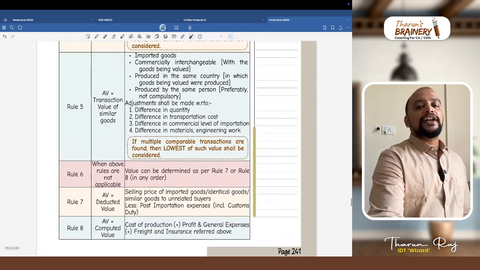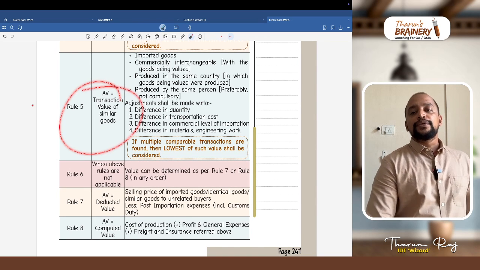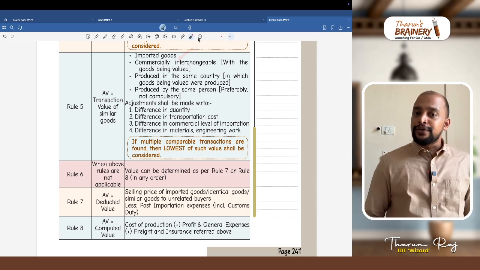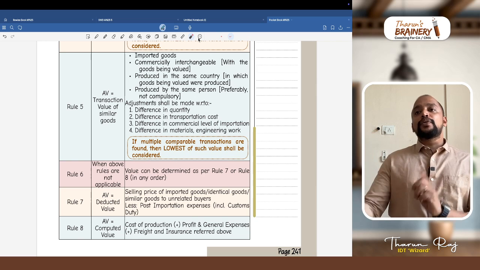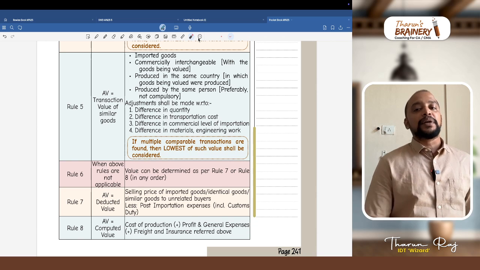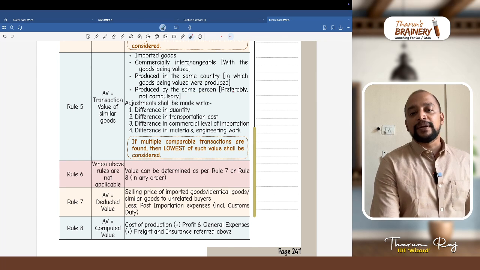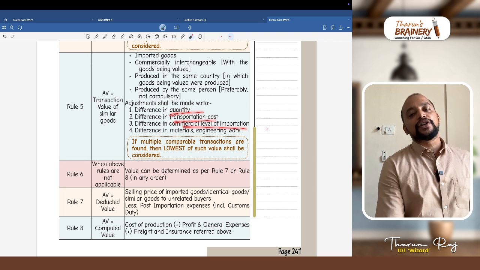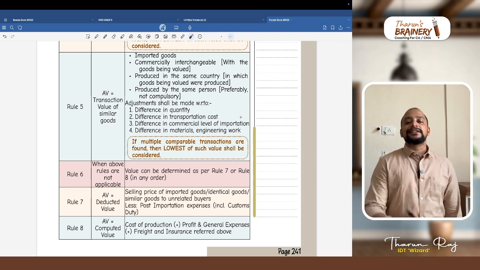Then assessable value, suppose if identical goods fails, then we will go to similar goods. What is the difference between identical goods and similar goods? Similar goods is also imported goods, but commercially interchangeable. So instead of a top load washing machine, we can take a front load washing machine as a comparable. That is commercially interchangeable, but it should also be produced in the same country, preferably by the same person. And here we need to make one more extra adjustment. Apart from quantity, transportation cost and commercial level, we need to make the extra adjustment related to material and engineering works.